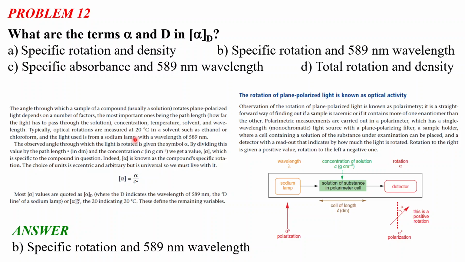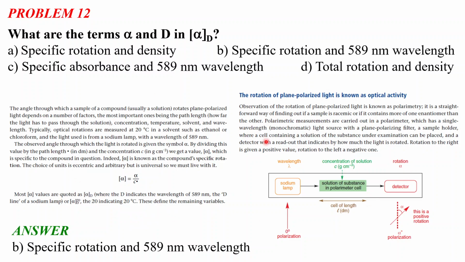So the observed angle through which the light is rotated by the sample is alpha. By dividing this value by the path length in decimeter and the concentration C in gram per cc, we get a value which is specific to the compound in question. This is known as the specific rotation. The choice of units is eccentric and arbitrary, but it is universal, so we must live with it. So this is alpha, the observed rotation, divided by l times C. The alpha in brackets is called the specific rotation. D indicates the wavelength, 589 nanometer, the D line of sodium, and the 20 in the superscript indicates the 20 degree temperature.